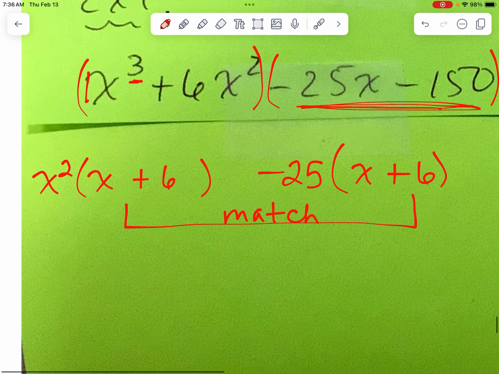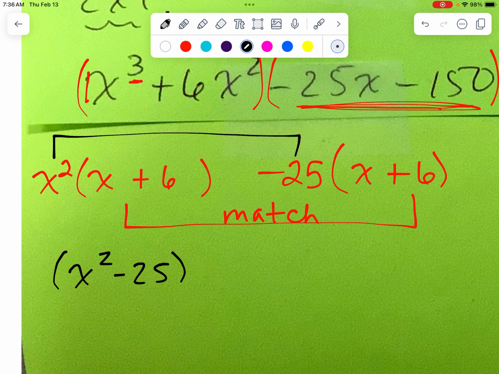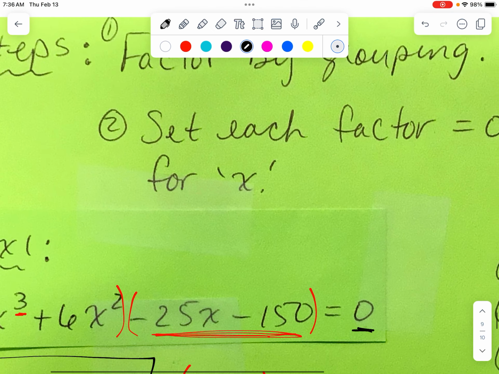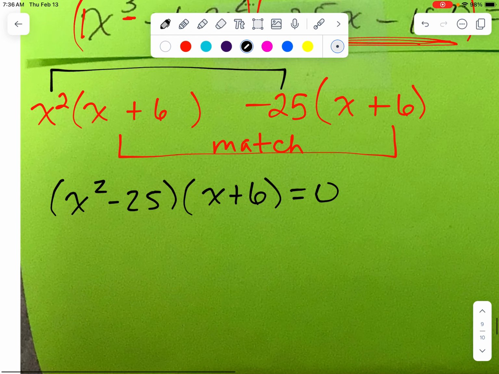All right, and then what we do now is we are going to group the outside terms. We have x squared minus 25. And then we say x plus 6, which is the match. And we're setting everything equal to 0 right here. Now what we want to do is, if you look at your steps, it says set each factor equal to 0 and solve for x right here. That's what we'll do. We're going to split these factors up.